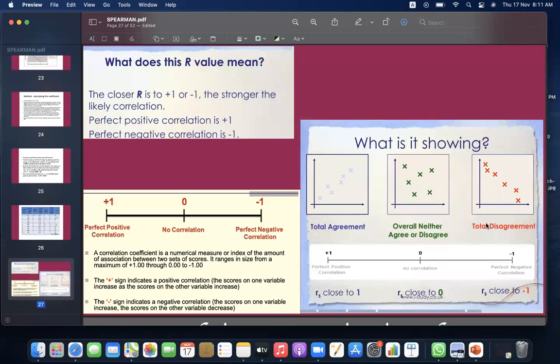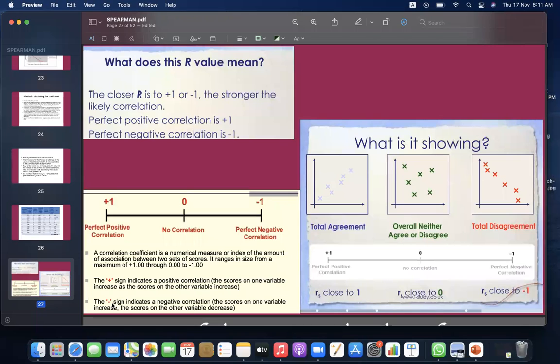You can see that if you go from 0 to positive 1, there will be positive correlation. If you go from 0 to minus 1, there will be negative correlation. In this graph, there's total agreement; here, overall, neither agree nor disagree; and then total disagreement in this graph.